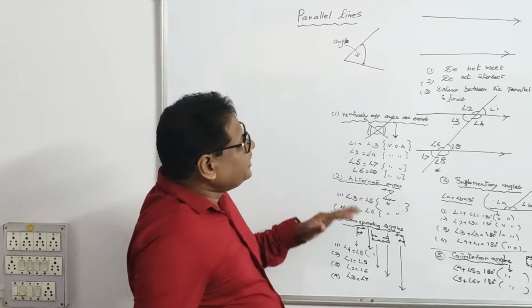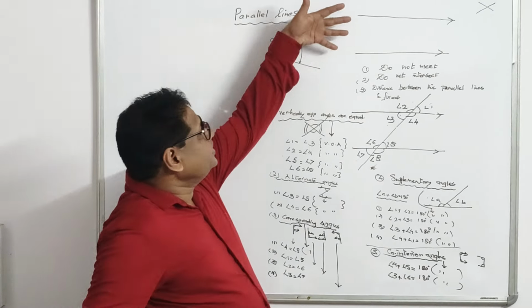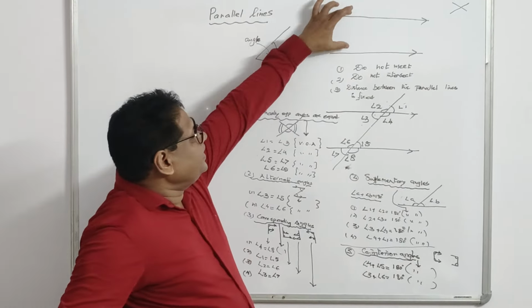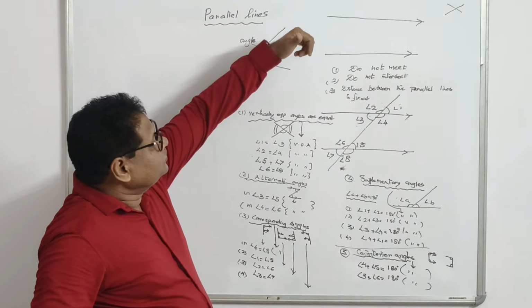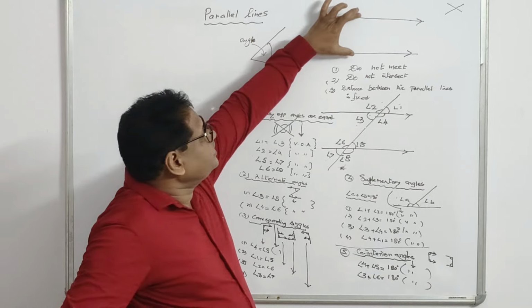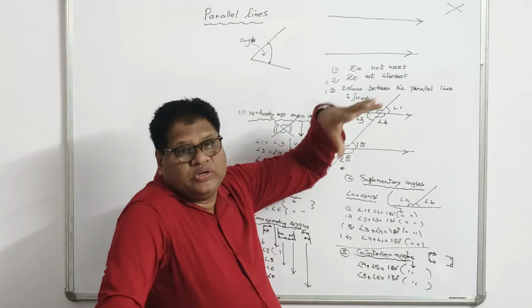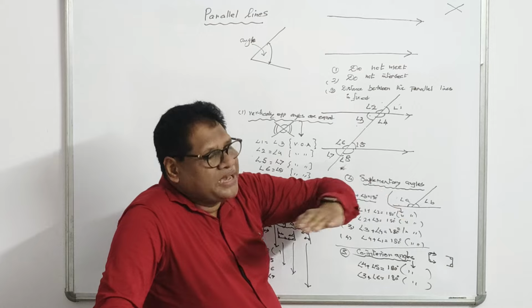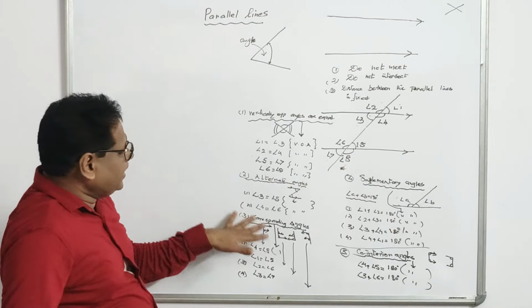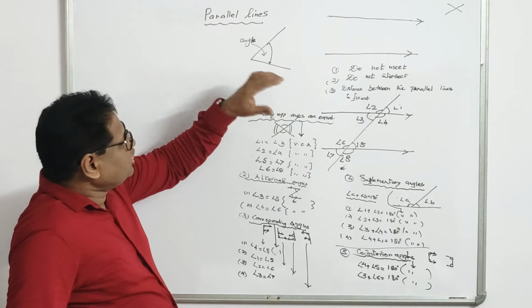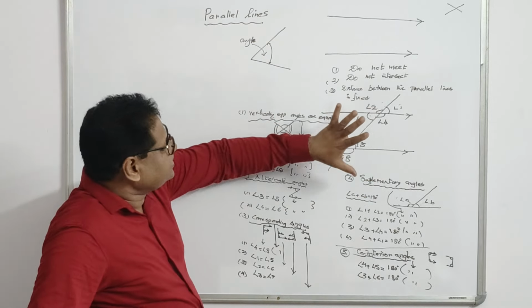First of all, let me recap the entire thing. These are the parallel lines. Parallel lines don't meet each other, they don't intersect each other, and the distance between the parallel lines remains the same. You can observe this pattern in your notebook when the lines are running parallel to each other. Now these are different angles which could be observed in these parallel lines.